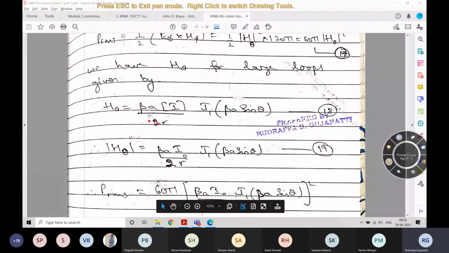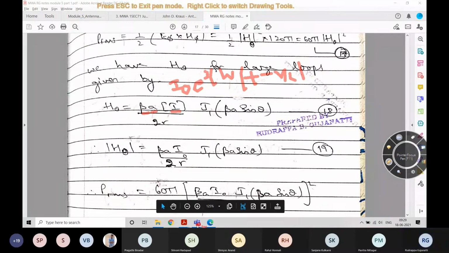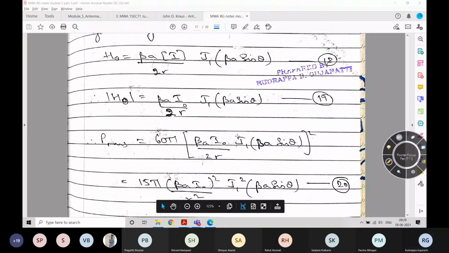when we take the magnitude associated with this, we have the magnitude of beta into A, and this one is, if you remember, I naught into e raised to j omega into t minus r by c. It is t minus r by c. Therefore the magnitude of this parameter is equal to I naught divided by 2r, and the magnitude of this parameter is the same, J1 of beta A sine theta.